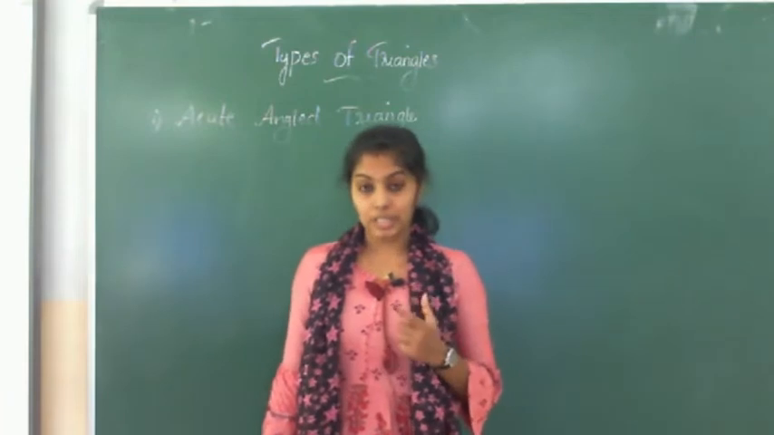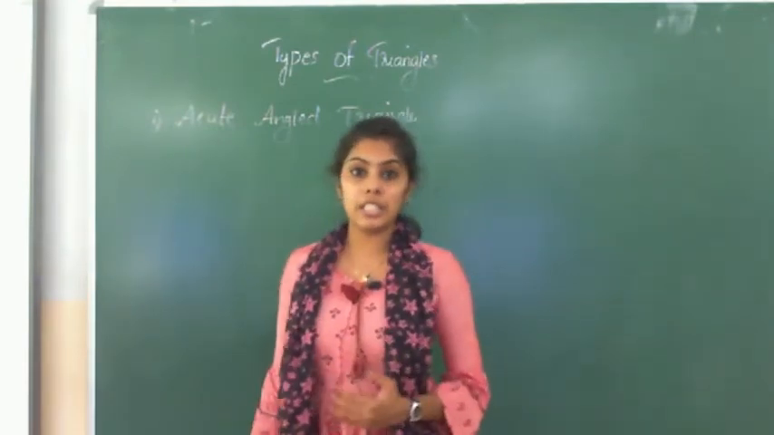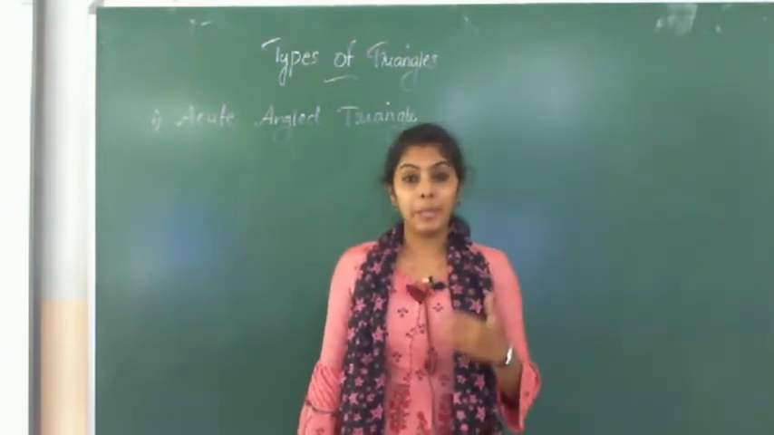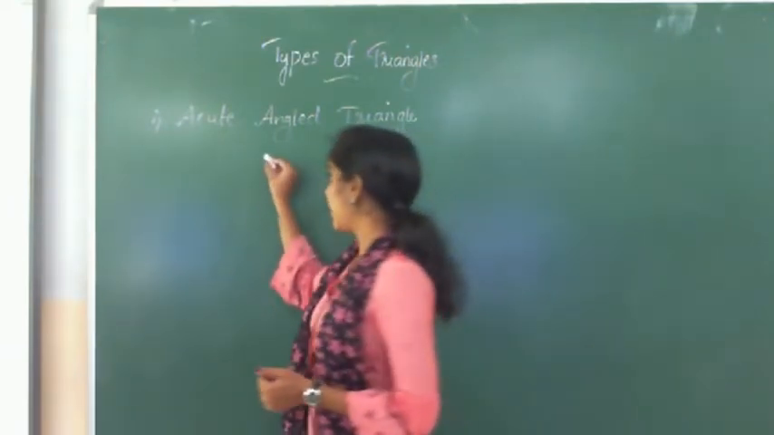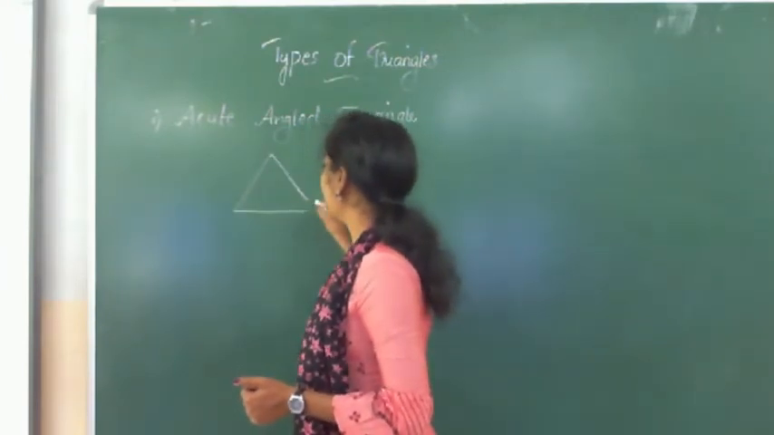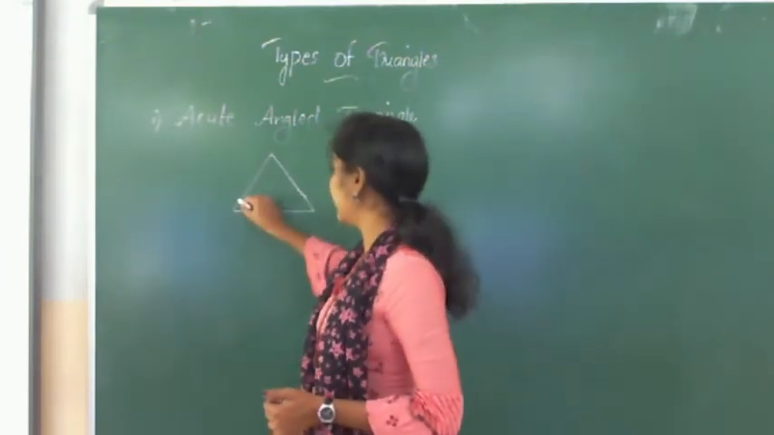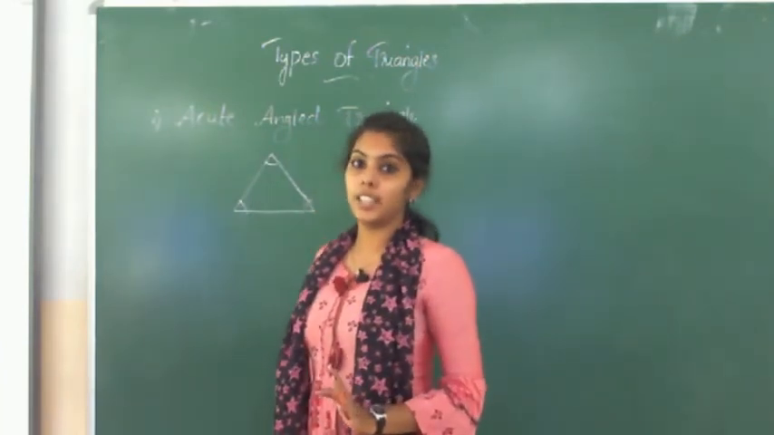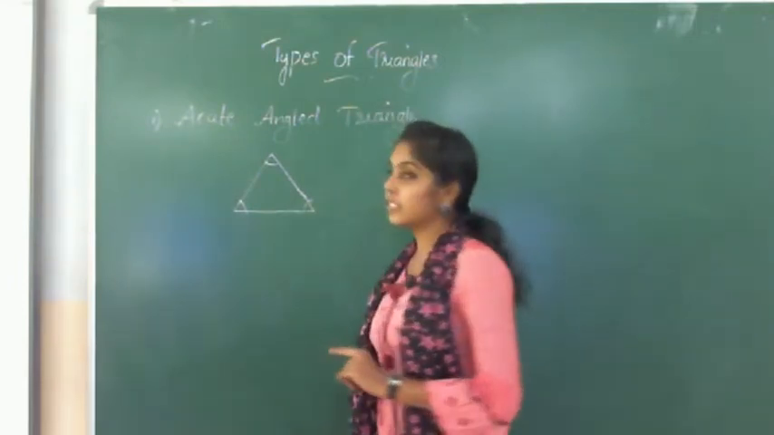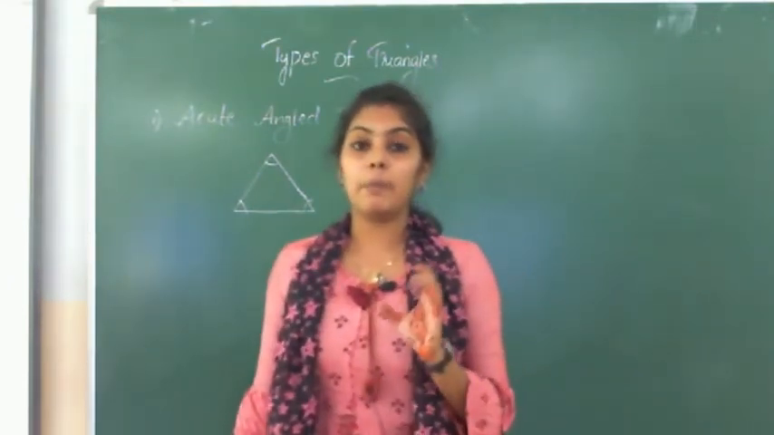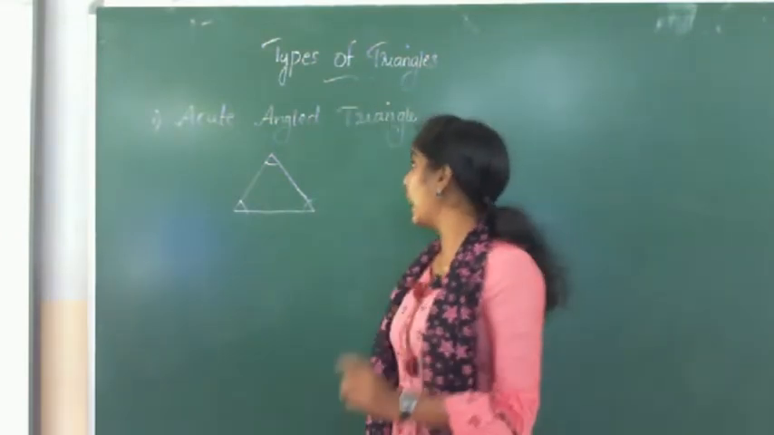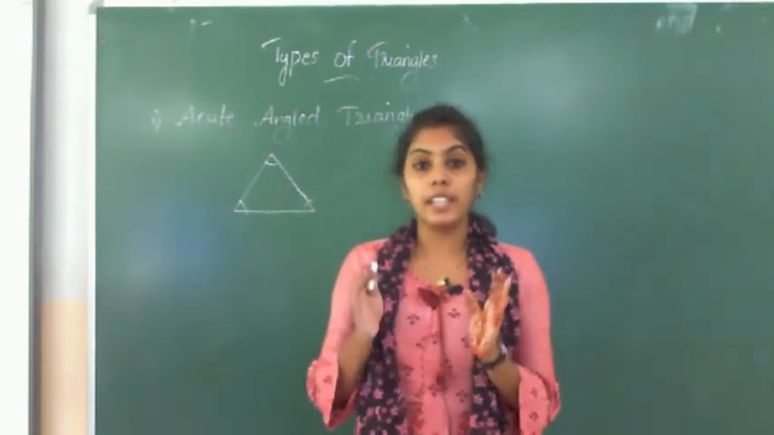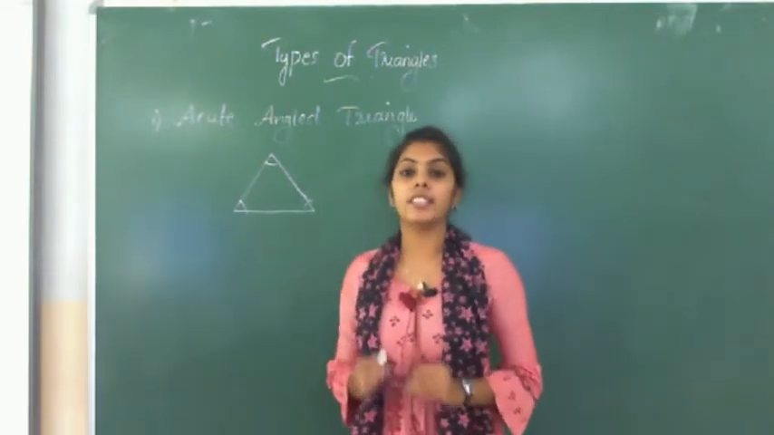So an acute angled triangle means a triangle with 3 angles, and all the 3 angles should be less than 90 degrees. A triangle has 3 angles, isn't it? So these 3 angles should be less than 90 degrees. This type of triangle will be named as an acute angled triangle. So, what's the speciality? All the 3 angles should be less than 90 degrees.